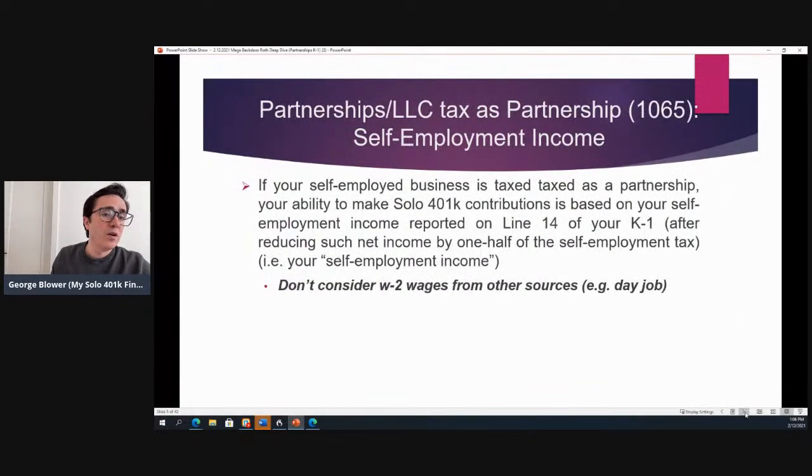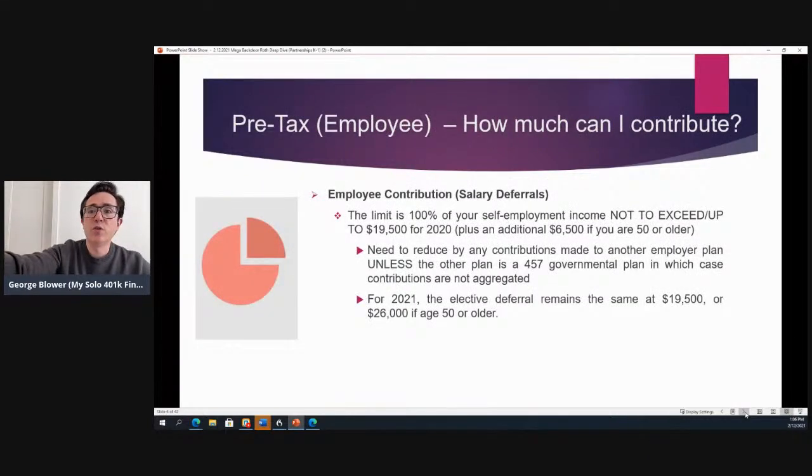So moving on from this slide, we're first going to dig deeper in terms of the different contribution types. So you've got the employee contribution, which can be made as a pre-tax contribution or as a Roth contribution. The employee contribution limit is 100% of your self-employment income. Remember, that's that pre-calculation. Line 14 of the K-1 less 1/2 of the self-employment tax. So once you've figured out what that number is, you can do dollar for dollar, 100%, all the way up to $19,500, or an additional $6,500 if you're 50 or older.